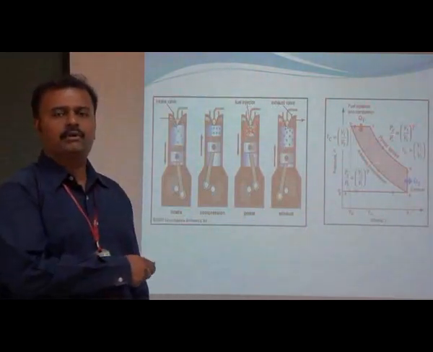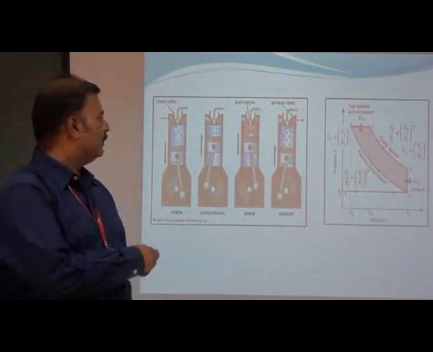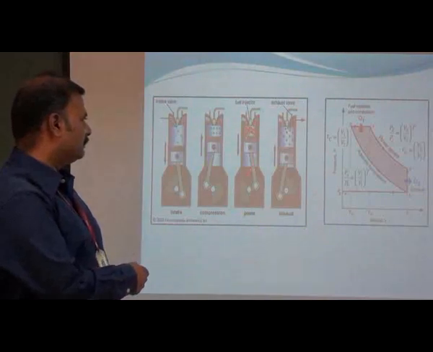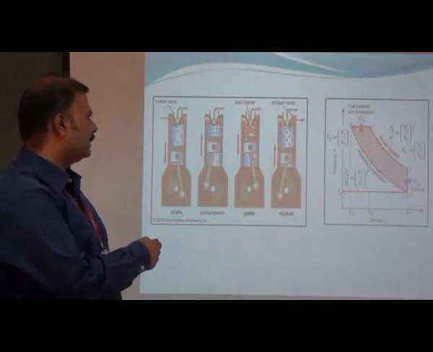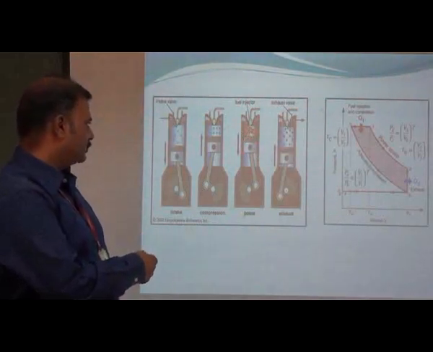So this is called the power stroke. During the power stroke, the combustion takes place. Automatically it tries to push the piston from top dead center to bottom dead center, so this is the combustion process. This is the main process, and it is called the power stroke.